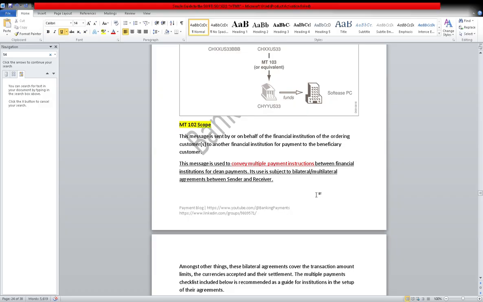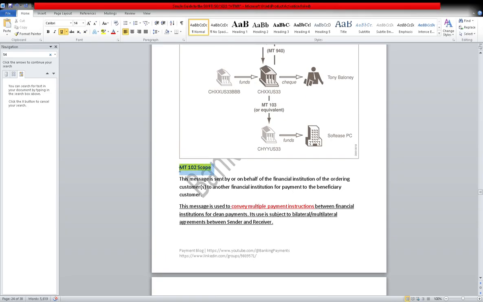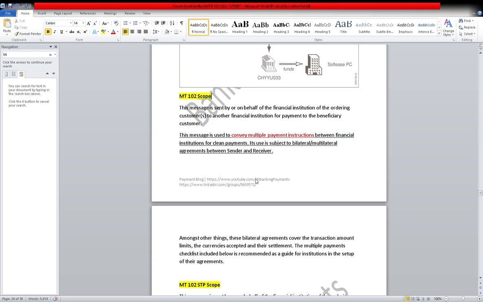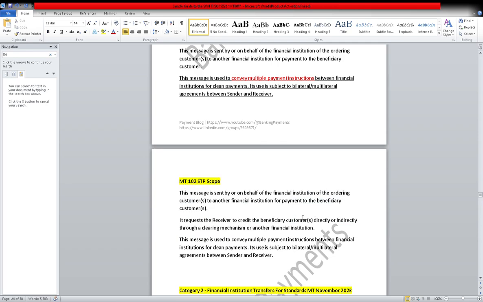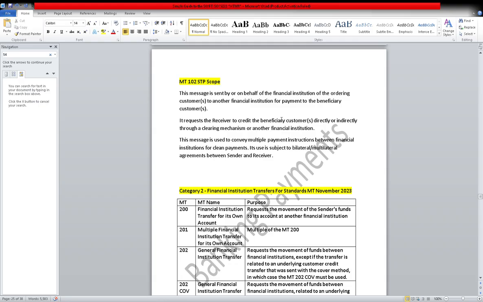So today I have introduced one more message called MT102. It will contain many MT101-type payments, but the headline is called an MT102 message. Among the other things, there is a bilateral agreement, multiple payments, checklist. No need of all this information. Now, what is the scope of an MT102 payment? You should know what the scope of this is.